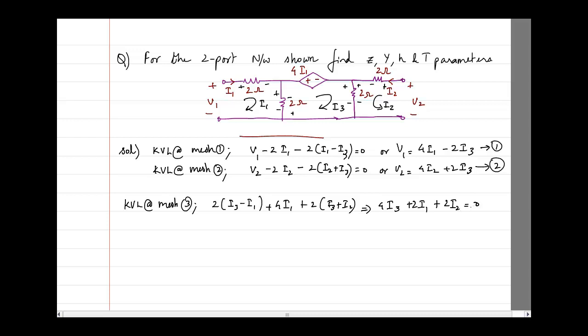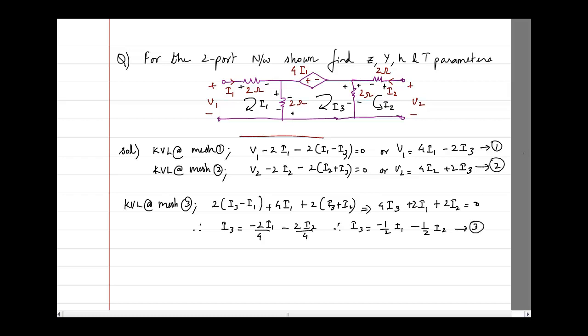From here I can find out very easily I3. I can very easily find out I3 as, therefore I3 is going to be equal to minus of 2I1 by 4 minus of 2I2 by 4. Therefore I3 I can write minus of 1 by 2 I1 minus of 1 by 2 I2. Okay, this is my equation number 3.